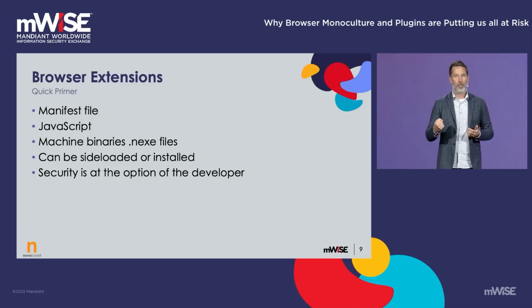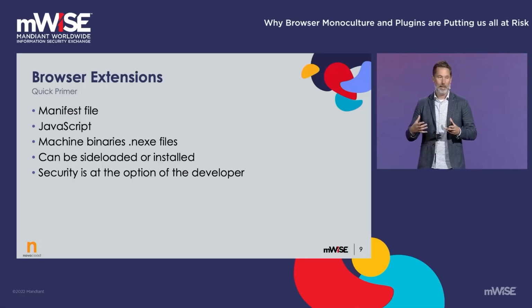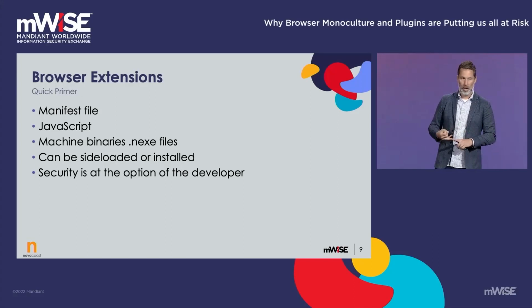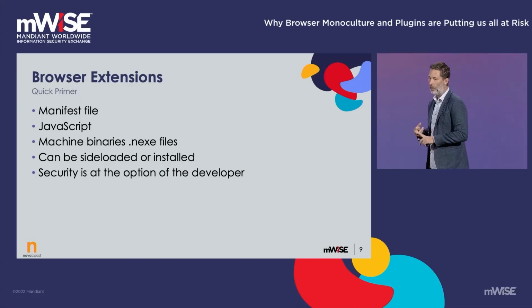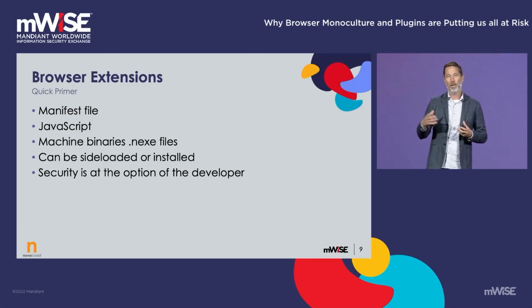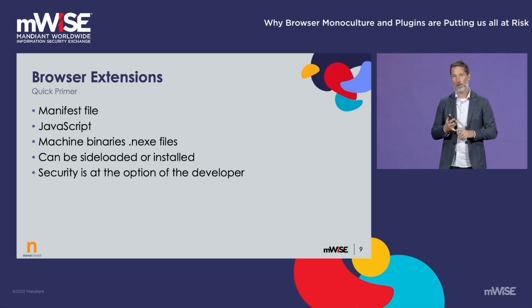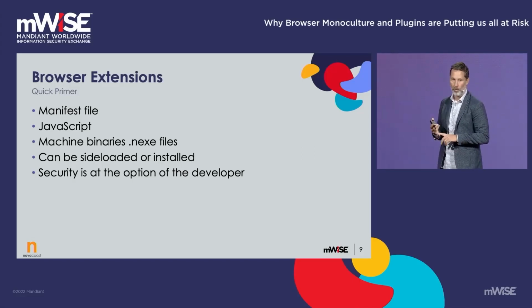When you go to build a browser extension, they all have the same basic components. Every browser extension has essentially a manifest file, some JavaScript, and occasionally machine binaries are included in it, and you can either decide to sideload them or they can be installed through a store, right? So if I think about what each of those does, each of them has a unique purpose and a unique area where they're problematic. The manifest files we're going to cover in detail because those are important, as is JavaScript and the others.